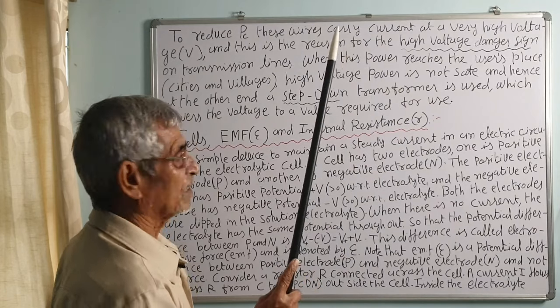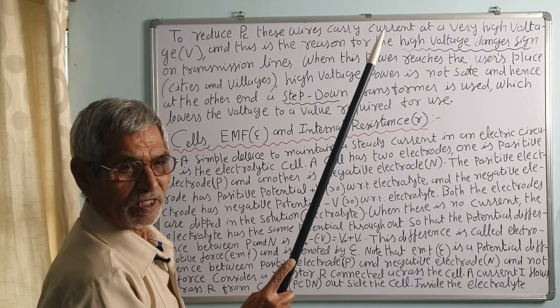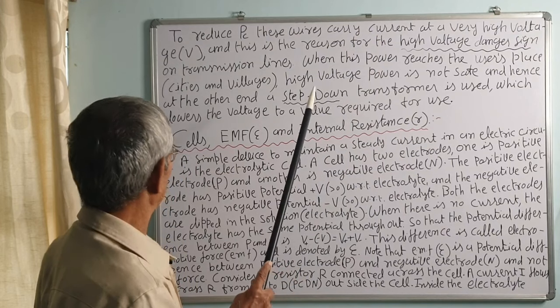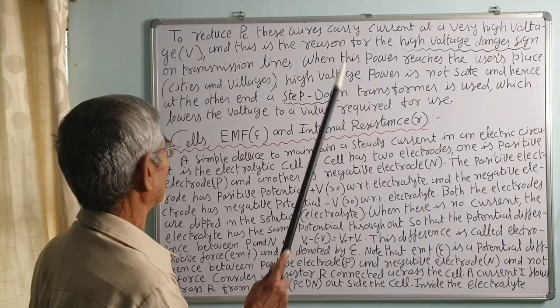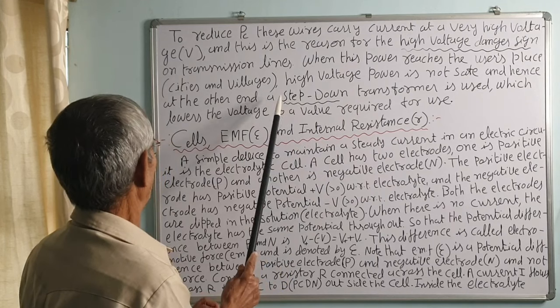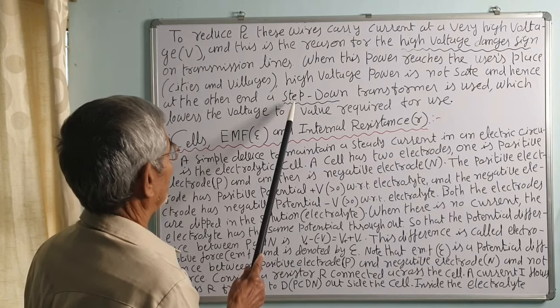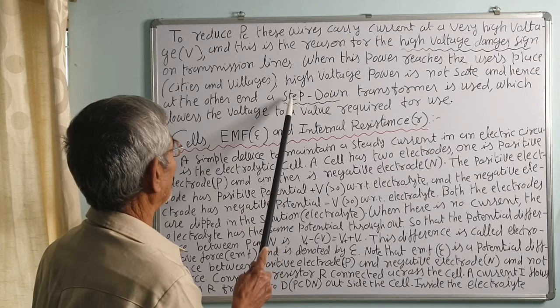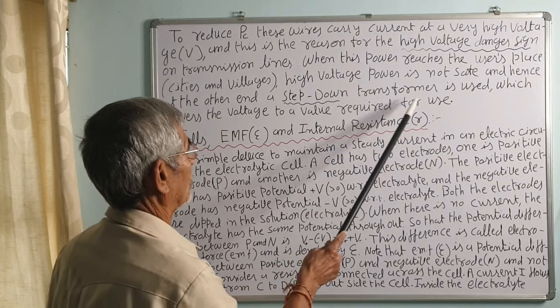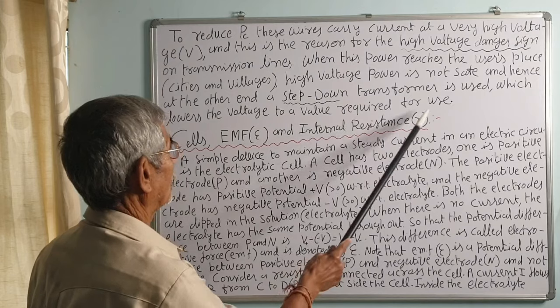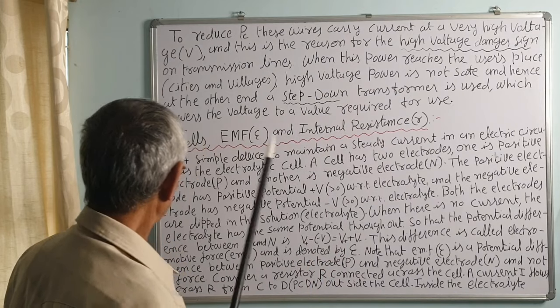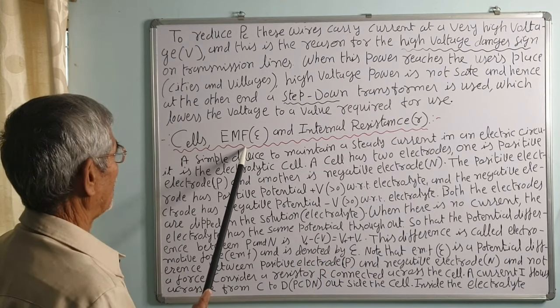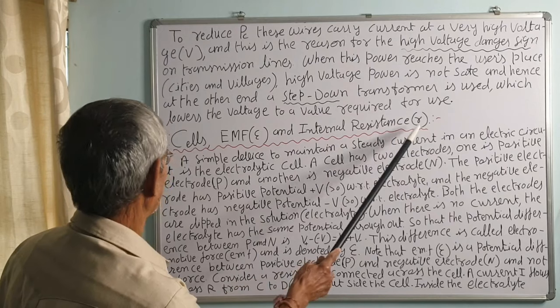At the transmitting station, that is the generating station, a step up transformer is used to step up the voltage, to increase the voltage, correct? Whereas at the other end, when it reaches the city areas, the step down transformer lowers the voltage to the required use. Now the next topic is cells, EMF and the internal resistance r of a cell.